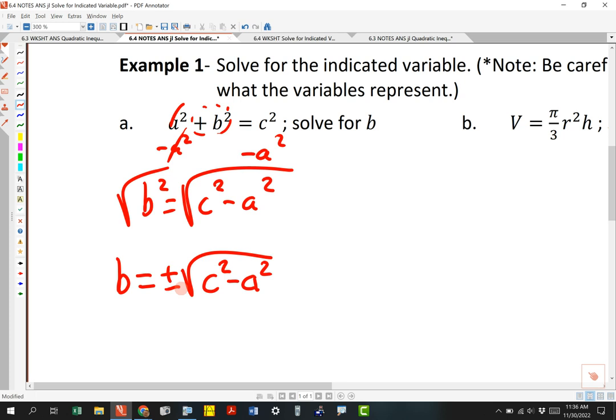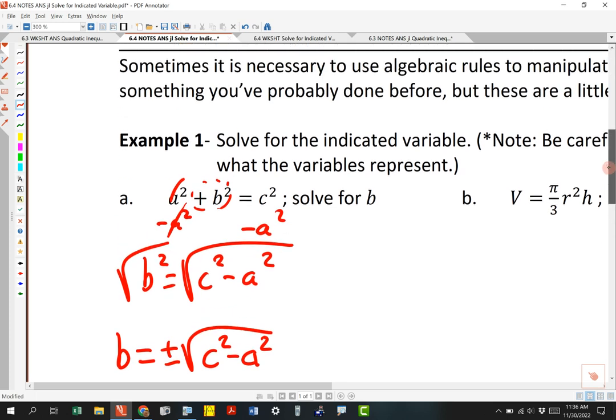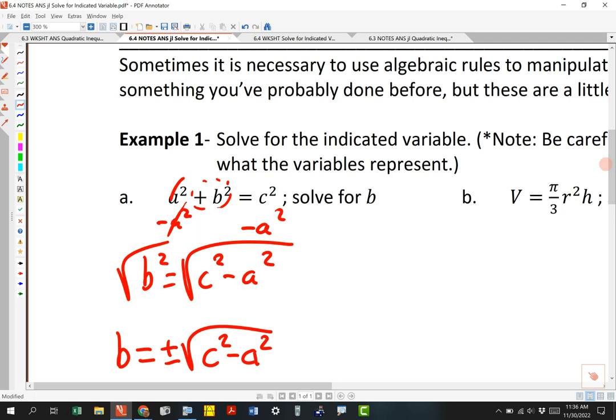Luke. I've got a question. Sure. Couldn't you take the square root of a and b and c beforehand and then have b equals c minus a? Great question. Let's try a numeric example. So the question is this. If I've got a squared plus b squared equals c squared, could I take the square root of all of these and get something that's much easier to work with?